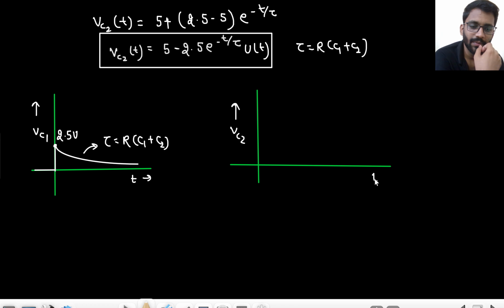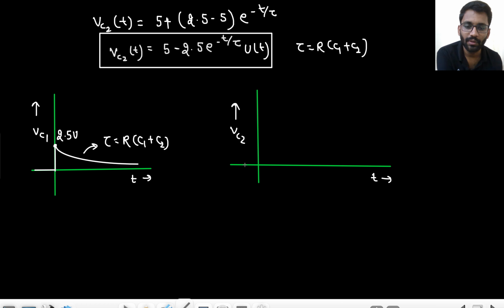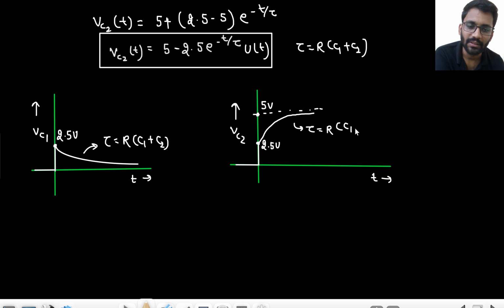This is going to be your VC2. So tell me what is happening in case of VC2. Initially it was 0, since VC2 at 0 minus was 0, then it goes to 2.5, and then further rises to 5 volt, right? And what is the time constant? That is R into C1 plus C2. So that's the complete analysis for VC1 and VC2.